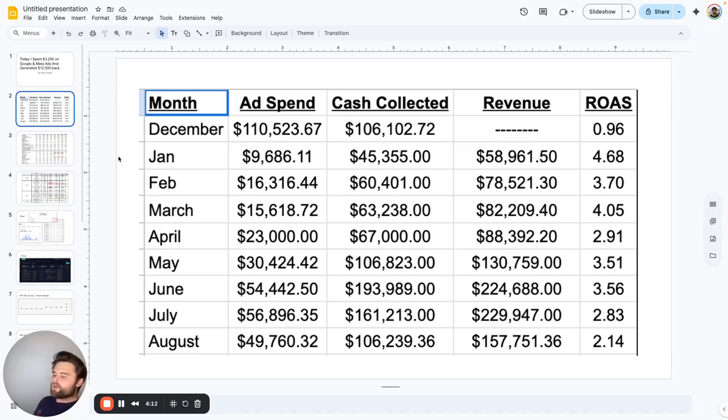Okay. What you really want to do, okay, when you're running a low ticket funnel is you want to track something called the EPC.